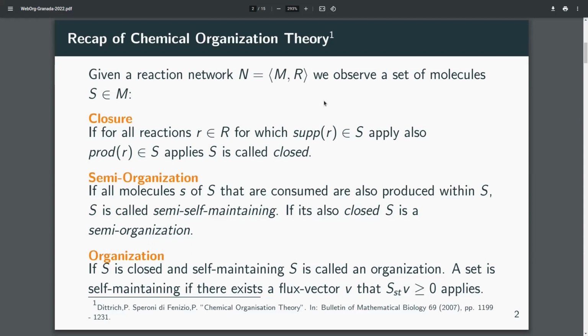and then we want to define the semi-organization because that's important for the algorithm a little bit later on. A semi-organization is a set of molecules for which all molecules that are consumed are also produced within that set. So if our set is closed and all molecules that are consumed are also produced, then we call it semi-self-maintaining, and thus also a semi-organization.